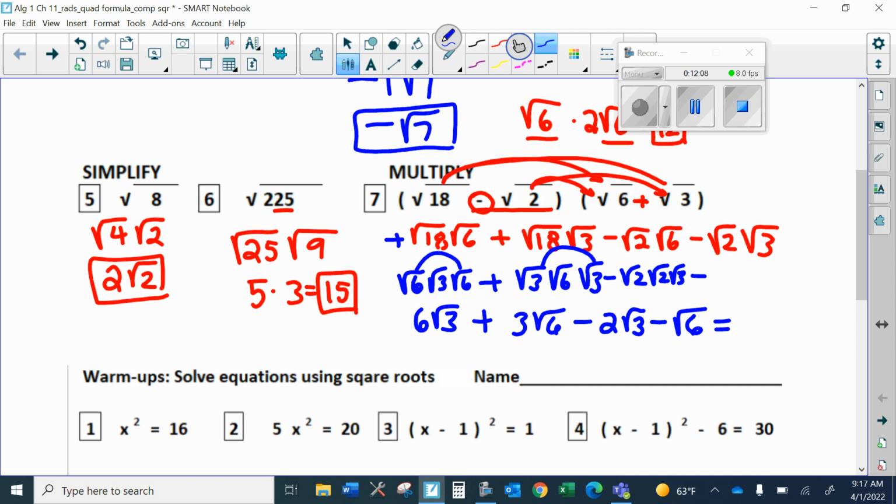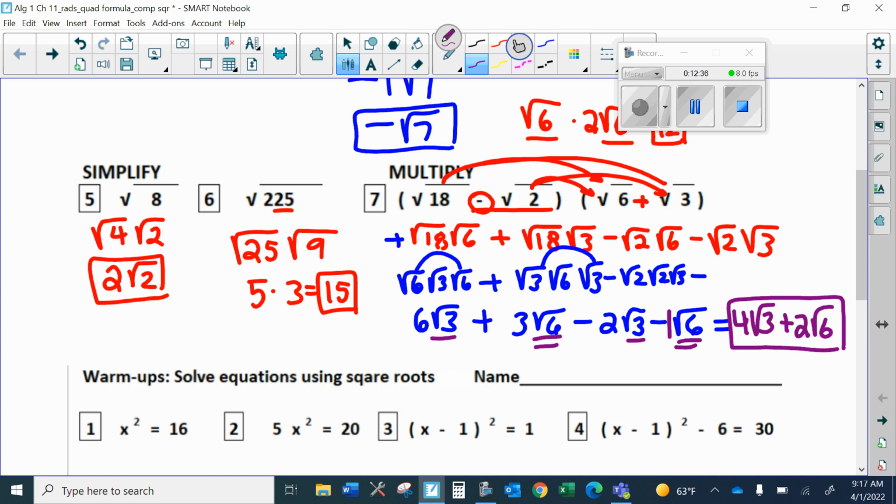Remember, I now look to combine like terms. Where are my like terms here? A root 3 and a root 3. Got to have the same number in each radical. So 6 root 3 minus 2 root 3 is 4 root 3. Here's my other like terms, root 6 and root 6. Don't forget that's a 1 there. If you have to, put a 1 so you don't forget it. 3 root 6 minus 1 root 6 is 2 root 6. So there's my answer right there.